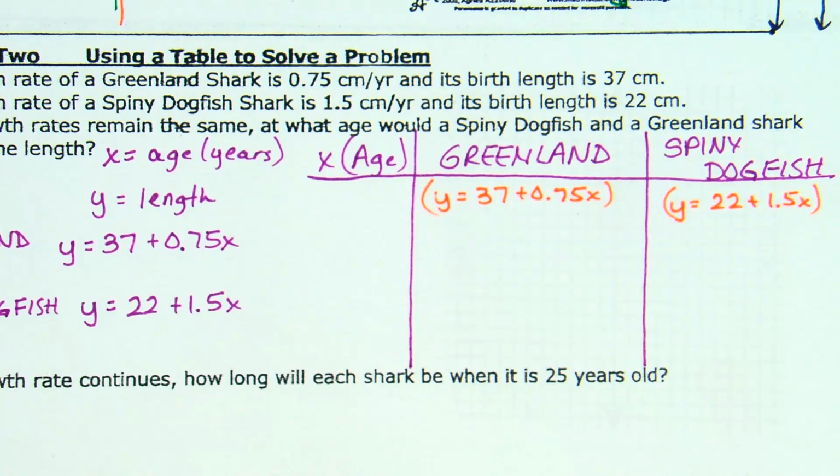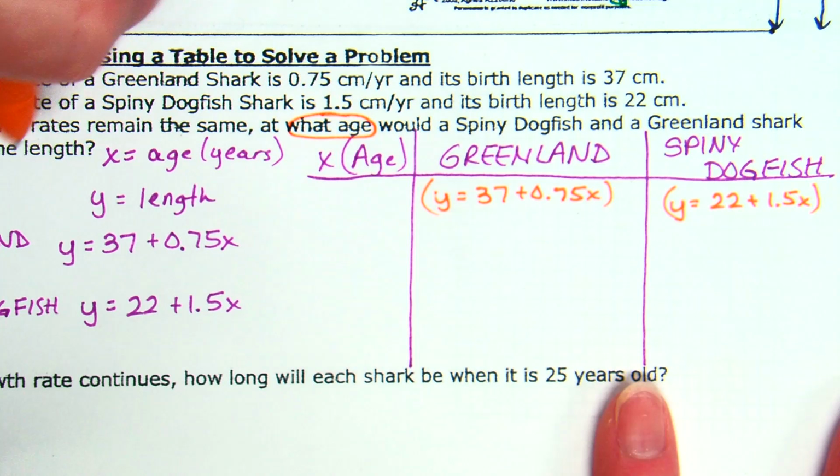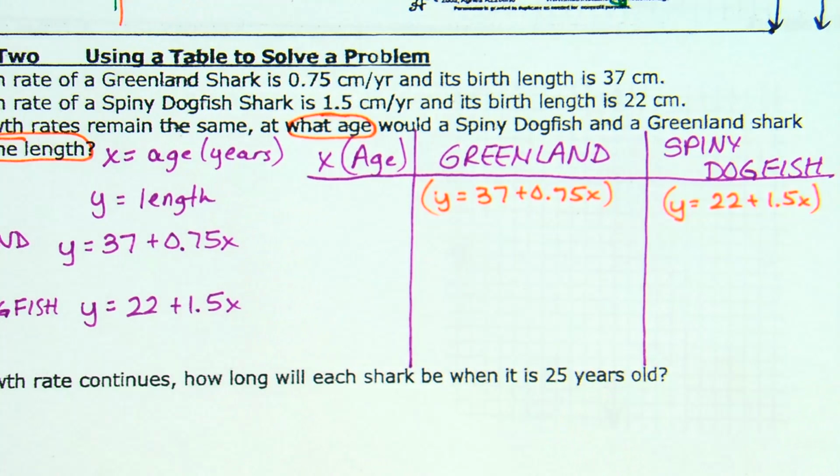Okay. Thoughts on what we should do here? Okay, do we want to start all the way at 0? No. Okay. I mean, here's the thought. Are we going to have to find every age up until they are the same? Not really. Okay, and by the way, let's review. What was the question? At what age would they be the same length? Well, if one starts off at 37, the other starts off at 22, are they going to be the same length at 0? No, because they're at 37 and 22.